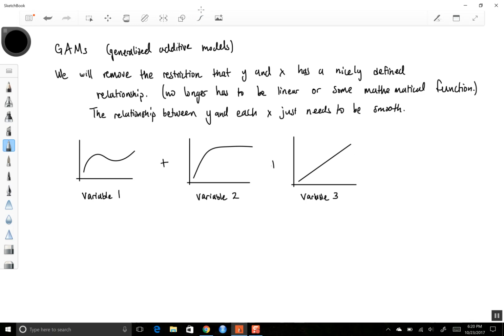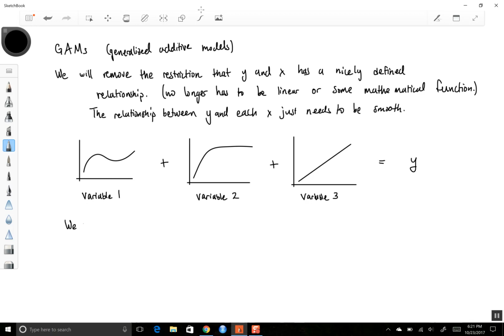Okay, and so maybe there's a linear relationship between y and variable 3, but between y and variable 2 it's not linear, and we might not have a mathematical expression for this exact relationship, and we might not have one for the relationship between y and variable 1, or maybe this is polynomial, maybe some kind of cubic function, okay? But we don't have formulas for the mathematical relationship between y and each variable, but we do have a graphic representation, and the result of adding these together is going to be what y is, okay?